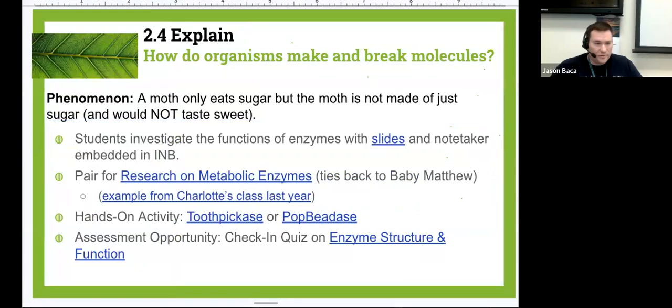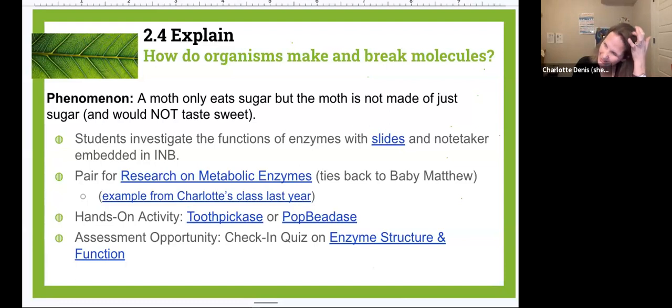Do you do toothpicks or do you do pop beads, Charlotte? I use pop beads. I don't necessarily do it every year. Last year I had to be out of the classroom right around this time for a family emergency, and so we did it. We'll have to see. I need to catch a couple of extra days to be able to finish Unit 3 by the end of first semester. So we'll have to see. I'll have to talk with my colleague to see if it's going to work for us this year.